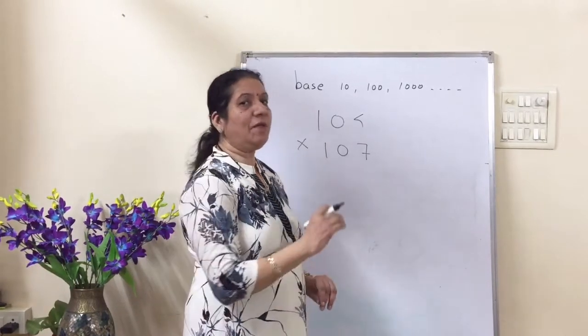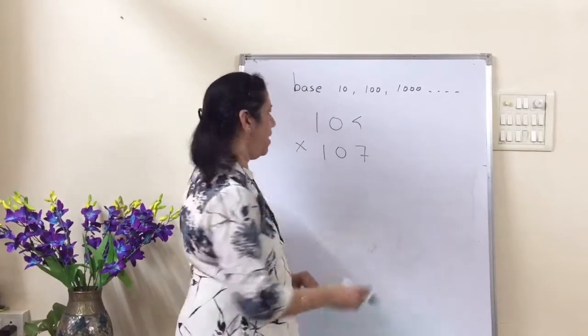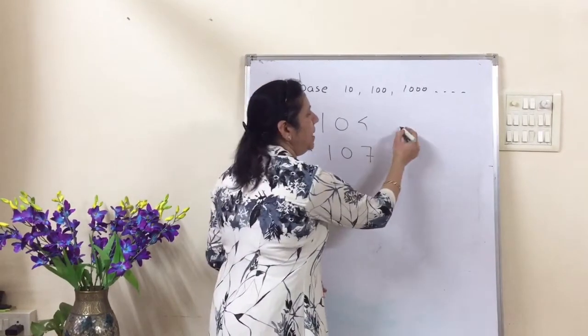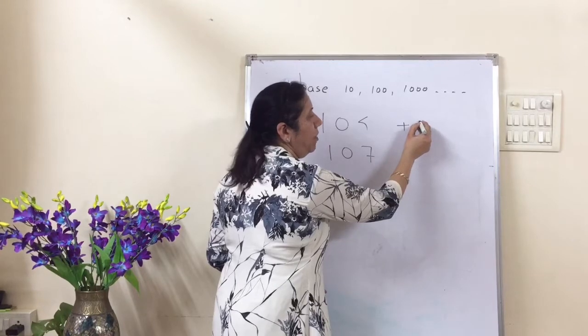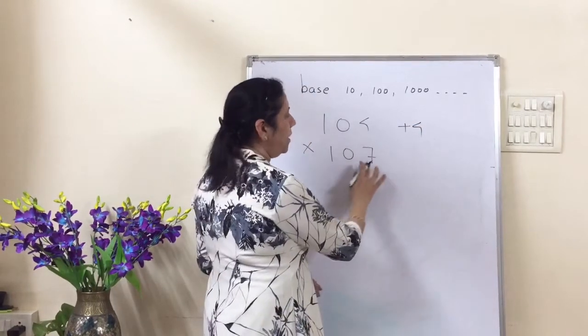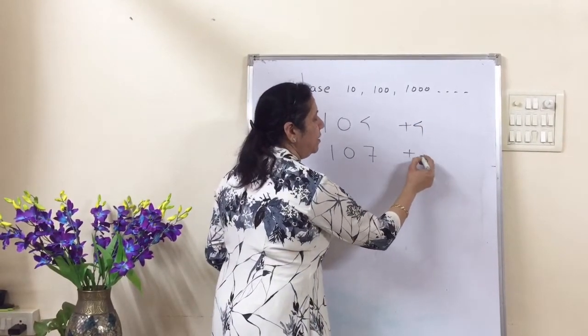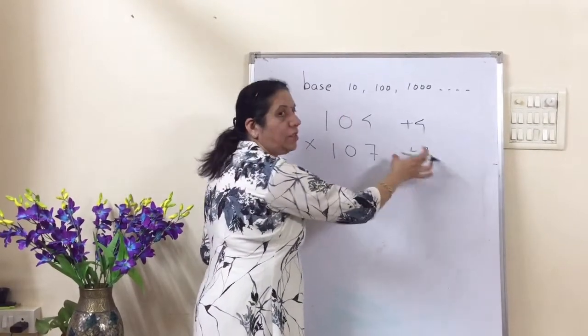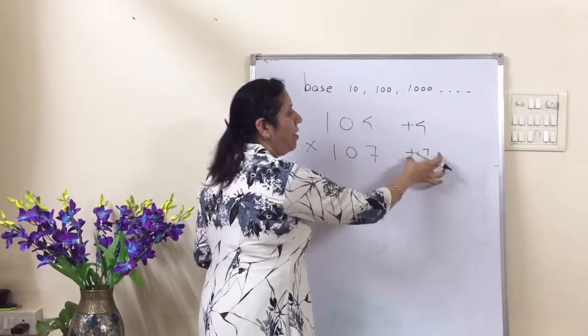Let us take an example in which both the numbers are greater than 100. Now see, this is 104 into 107. Now this number is greater than 100 by 4. And this number is greater than 100 by 7. So we write down +4 and +7. Again see the cross addition. This is 111.